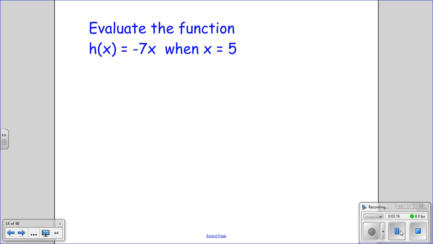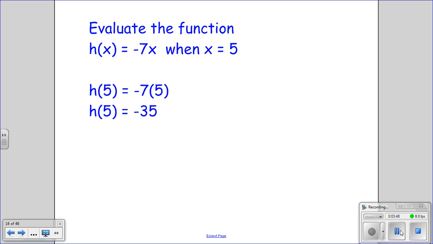Evaluate the function h of x equals negative 7x when x equals 5. This is no different than when we had f of x before. They like to use lots of different variables for the function name. So you could have h of x, g of x, k of x. They use several different letters. So don't let it fool you when there's a different letter in front there. Just substitute your 5 in for your x in each place. You have h of 5 equals a negative 7 times 5, and h of 5 equals a negative 35. So the value of the function when x equals 5 is a negative 35.